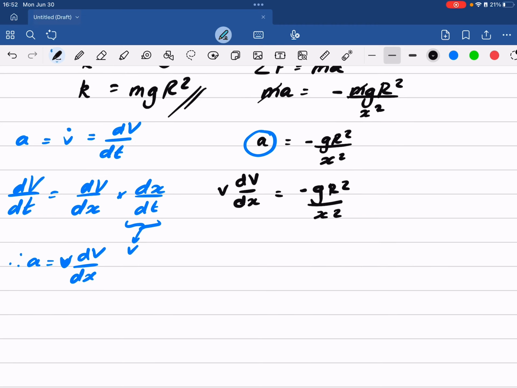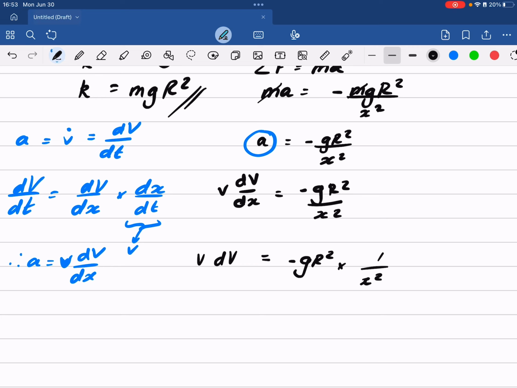So now it's just a bit of separating the variables, A-level maths. Let's take dx to the other side. So we got v dv is equal to negative gr squared. So I'm just going to take out gr squared. Why? Because it's constant. g is just the acceleration due to gravity, so 9.81. R is just the radius of the Earth. I think it's like 6.37 times 10 to the 6 meters. Can't remember. So we can just factor that out. It's not a variable. And I'll just keep it as multiplied by 1 over x squared.